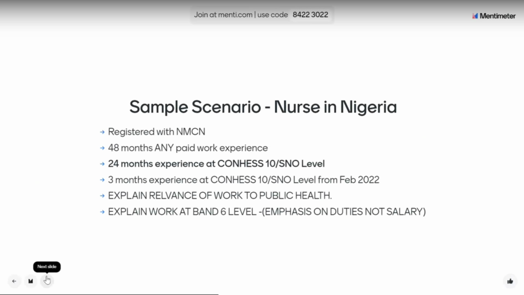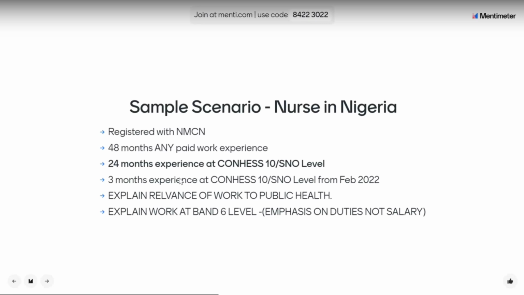Second bullet, 24 months. So this nurse is now explaining that she has 24 months experience at Con S10 level, which by salary structure is equivalent to a band 6 in the UK, or SNO level. Again, it's up to the applicant. You might not have been on Con S10, you might have been on Con S9, but you're doing the duties of somebody on Con S10. If you're able to explain that, you could get shortlisted, as long as you explain properly that your duties and role are equivalent to what a band 6 in the UK would do.